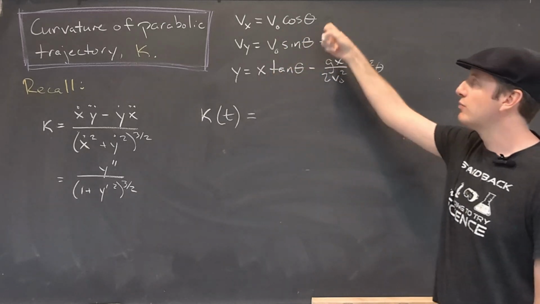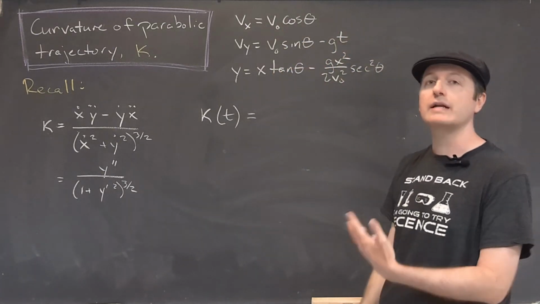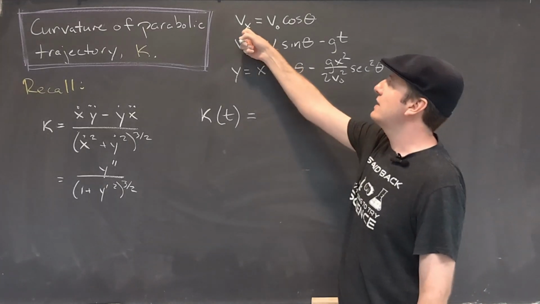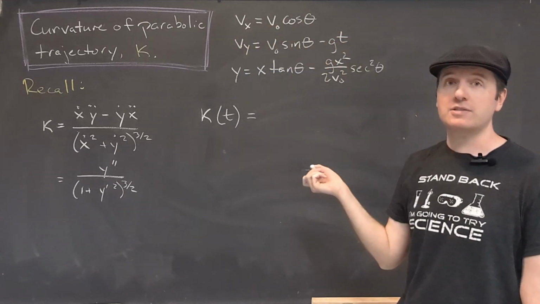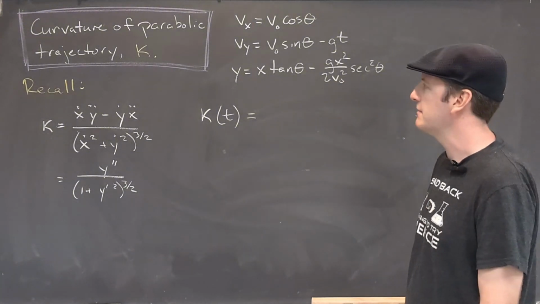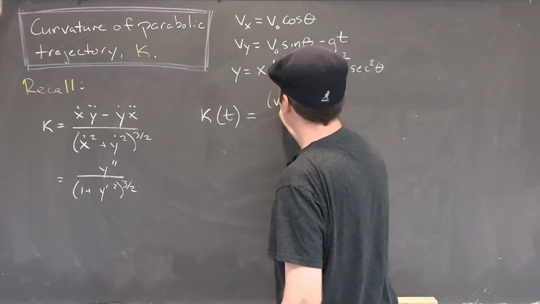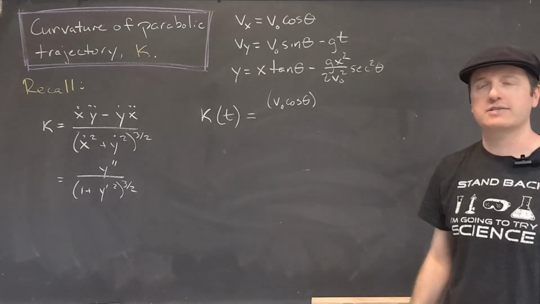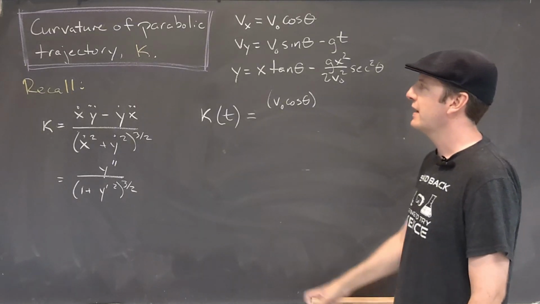Now, I went ahead and rewrote some stuff from kinematics that we already know about these parabolas. The x velocity component is a fixed constant. That's the whole interesting thing about parabolas. It only accelerates vertically. So that is just going to be v naught cosine theta. And notice that x dot is indeed Vx. It is the x component of the velocity.